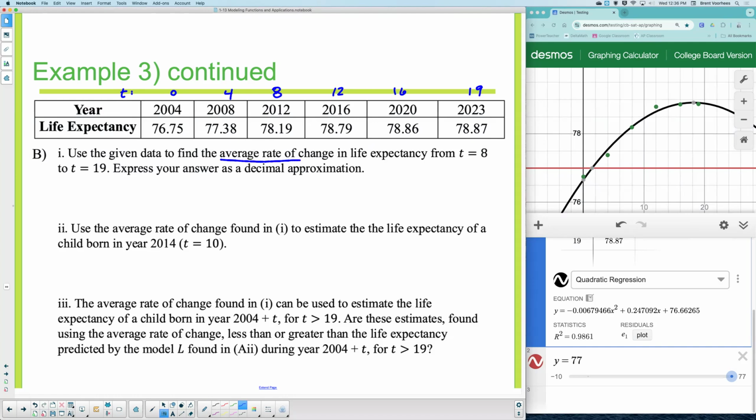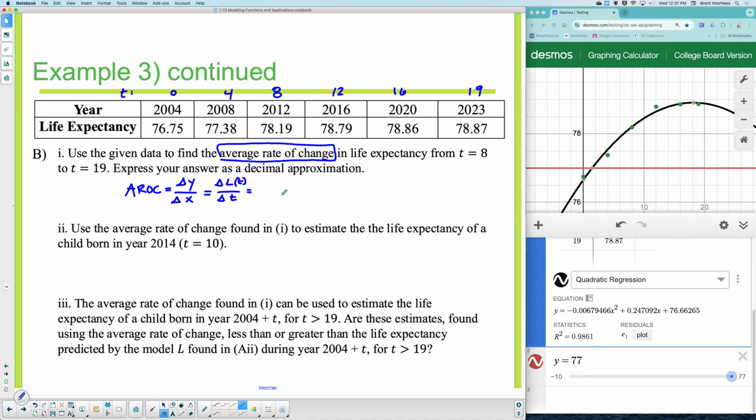We have an acronym for that. What's the acronym? AROC. How do you find AROC? It's change of y over change of x. Just make sure you plug them in correctly. What are my y values? The top numbers or the bottom numbers? You know what? I'm going to change this. What is y actually represented by and x represented by? Well, x is the years. So it's the change of life expectancy over the change of t. I'll just do an L for life expectancy, or you can do L of t if that makes you feel better.